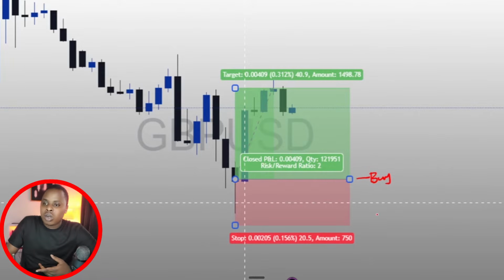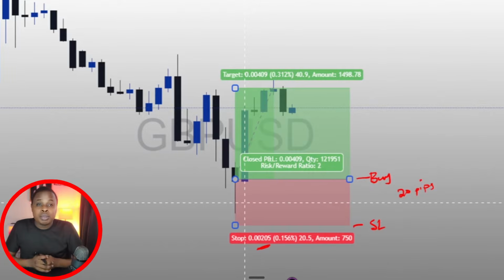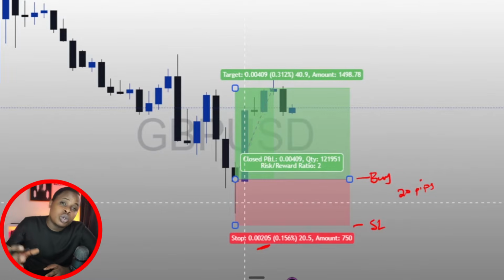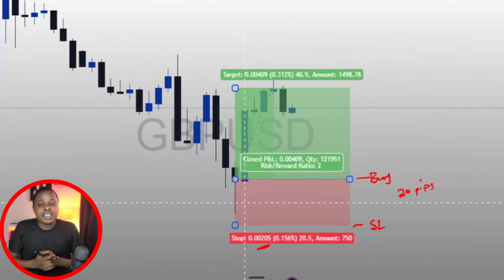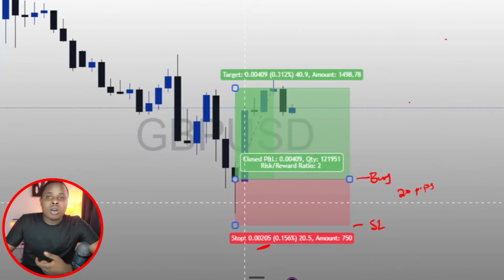If you want to risk $10 on this trade, we know that our stop loss is going to be here. How many pips is this? It's going to be 20 pips. You can see it written right there. So this is 20 pips, the risk that we are taking. Now we want to know what lot size we need to use to risk $10 with this 20 pips. I talked about this in other videos, and I will link those. In this case, our lot size is going to be 0.05 because we want to risk 50 cents per pip.